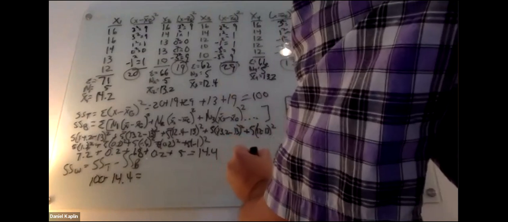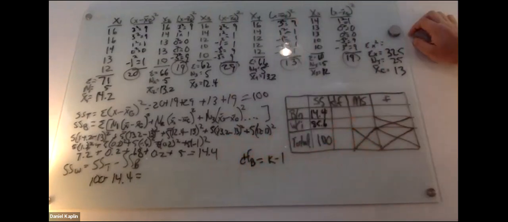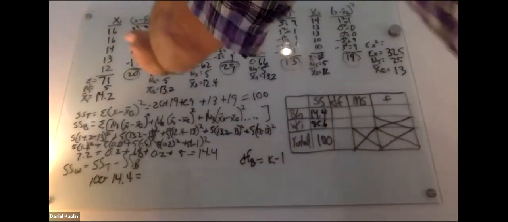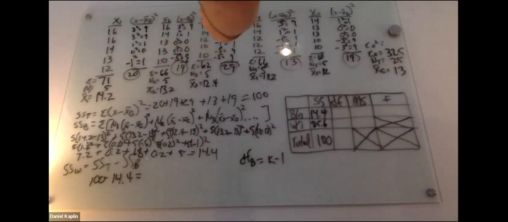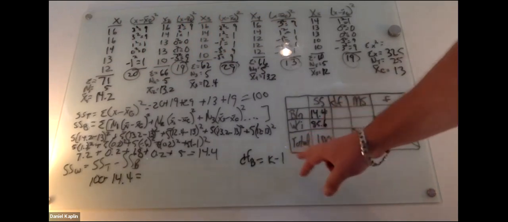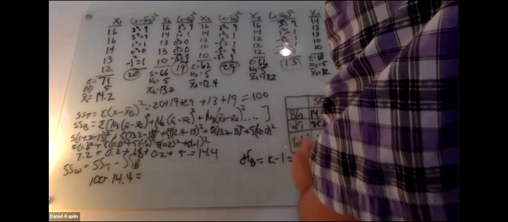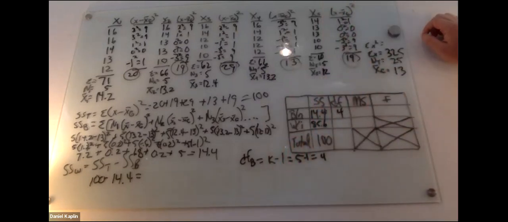Our degrees of freedom between groups is k minus 1. So k is the number of groups. How many groups do I have? 1, 2, 3, 4, 5, right? So I have 5 groups. So degrees of freedom, 5 minus 1 gives me 4. Okay, so I put 4 there.